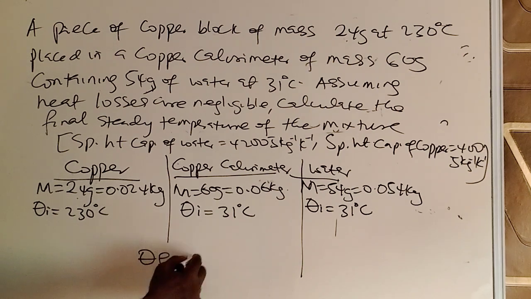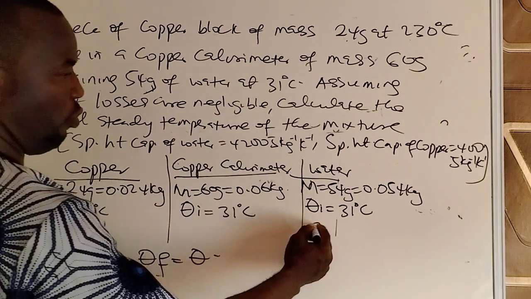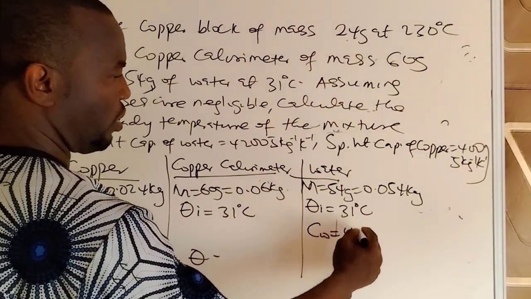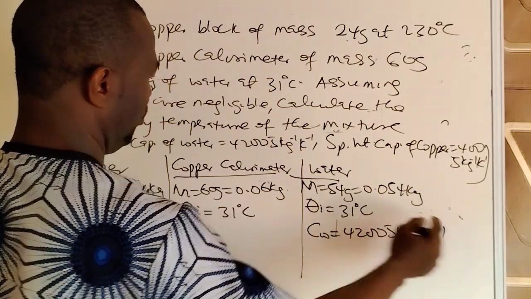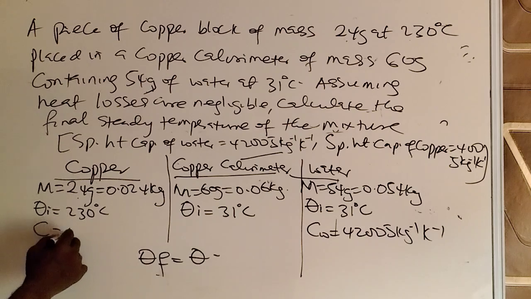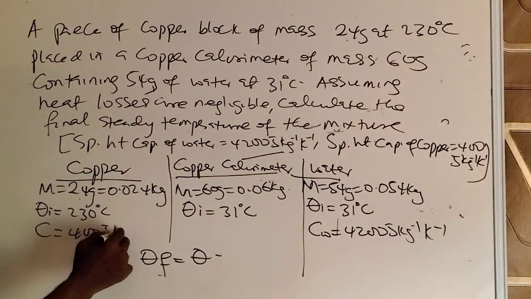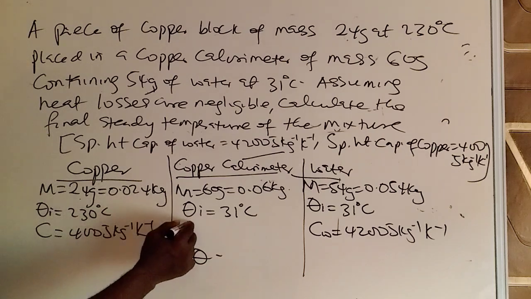We can call that theta. So, having done that, they gave us the heat capacity of water. C of water, they call it CW: 4,200 joule per kilogram per Kelvin. Given to you here. That of the copper is given as 400 joule per kilogram per Kelvin. Then what of the calorimeter? What will be the heat value?